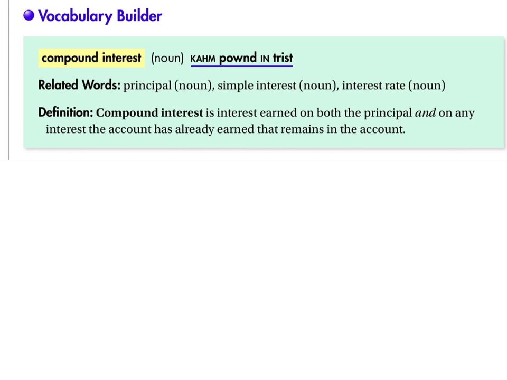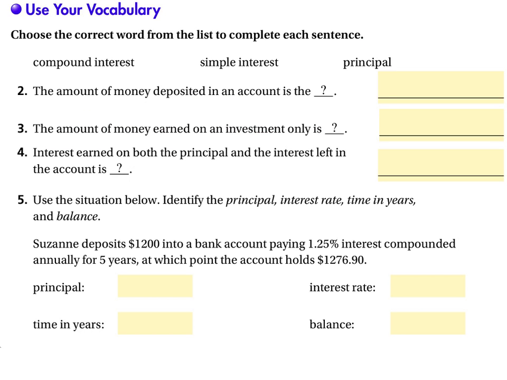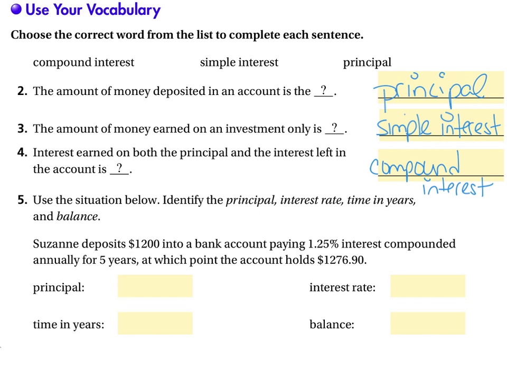Our vocabulary for this section is compound interest. Compound interest is interest earned on both the principal and on any interest the account has already earned that remains in the account. So the amount of money deposited in the account is the principal. The amount of money earned on an investment only on the original investment is the simple interest. But the interest earned on both the principal and the interest left in the account is called compound interest.